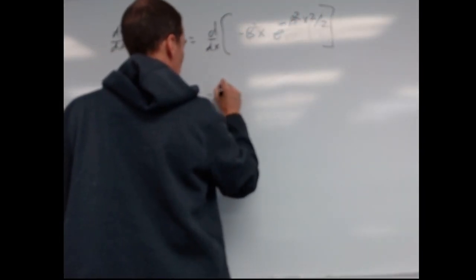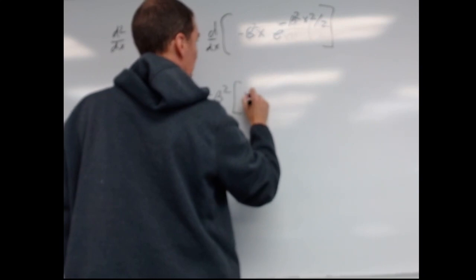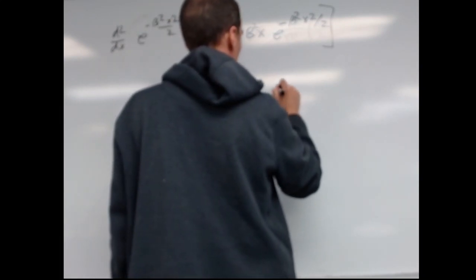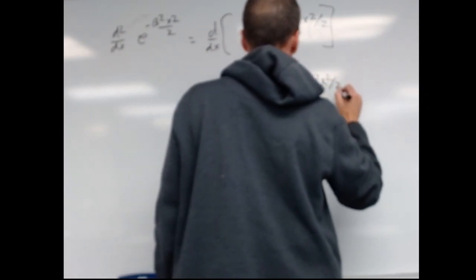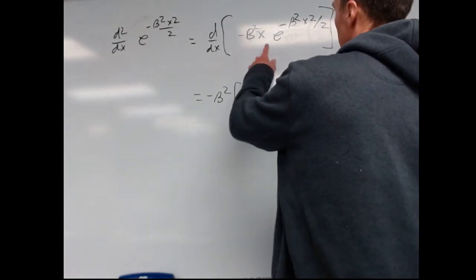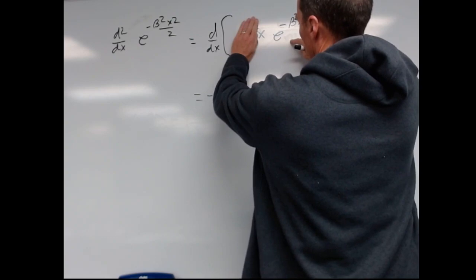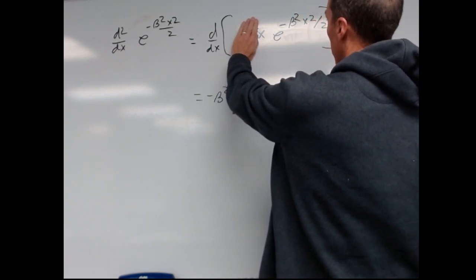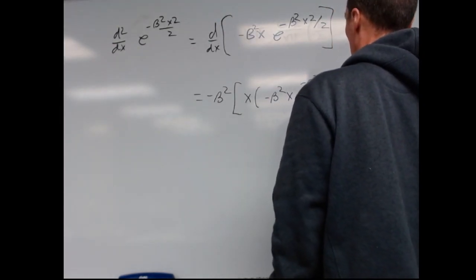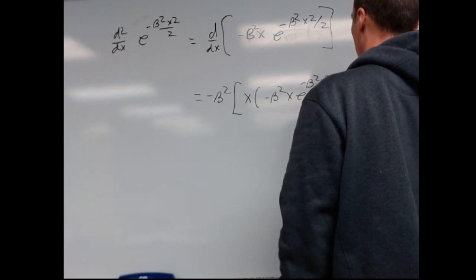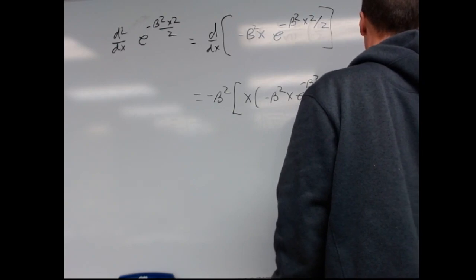And then I've got to differentiate that. So I'm going to pull the minus beta squared out, and it's the first, x, times the derivative of the second, which is minus beta squared x e to the minus beta squared x squared over 2. We already know the derivative of the second, this thing in parentheses. Plus the second times the derivative of the first, so plus e to the minus beta squared x squared over 2.